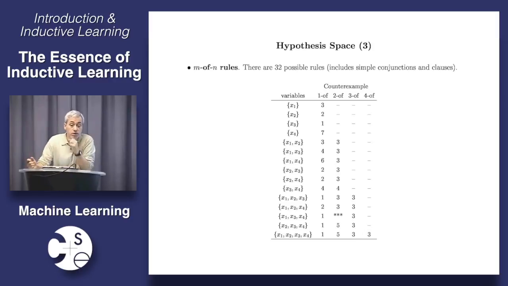Okay, so at this point we can declare victory, right? We postulated that this was an M of N rule. And there's only one that works, so that has to be the answer. Okay? So at this point we can declare victory and go home. But maybe you should be a little suspicious, right?